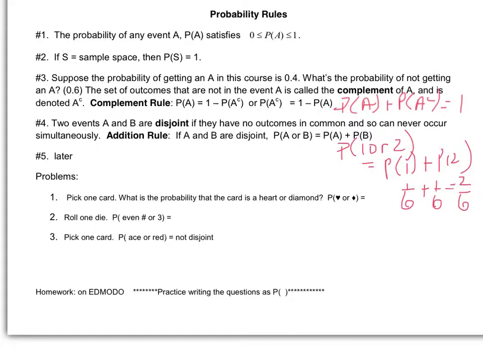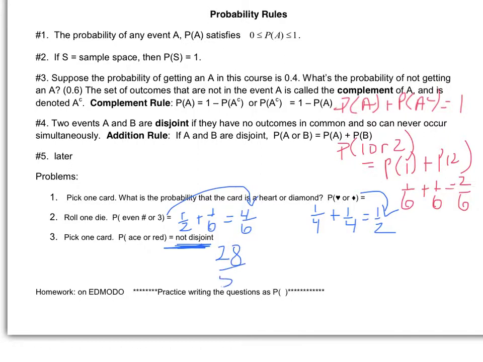Take a minute, pause the video, and try answering these 3 problems. Hopefully you got 1/2 for the first problem, 4/6 or 2/3 for problem number 2, and then 3 is dealing with two things that are not disjoint. We will discuss this later, but many of you may have already answered that question and gotten 28 out of 52. Now you can work on the problems. As you work on them, practice writing the questions as well. Practice writing P of whatever it's asking for and then your answer. I'll see you in class soon.